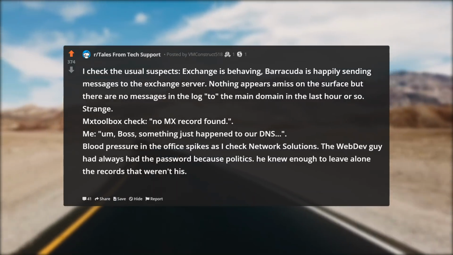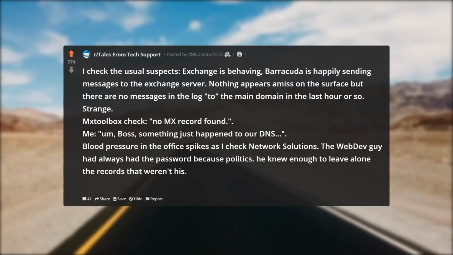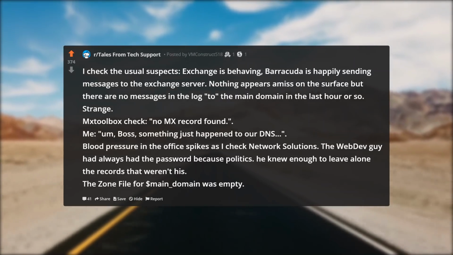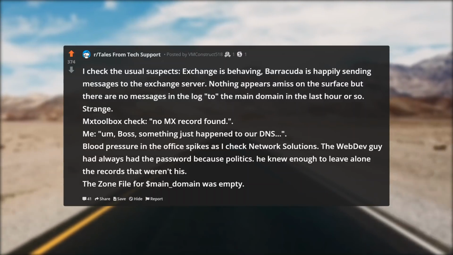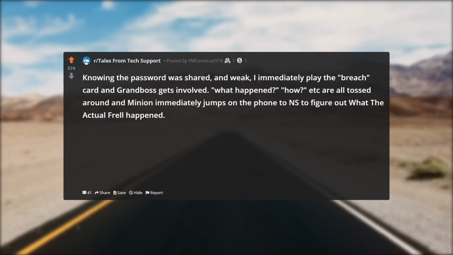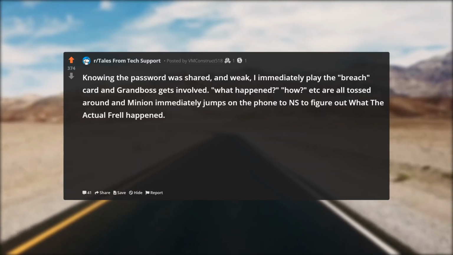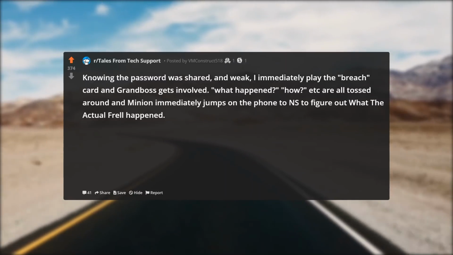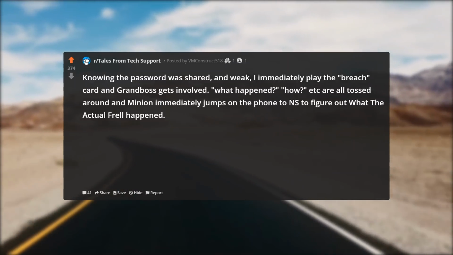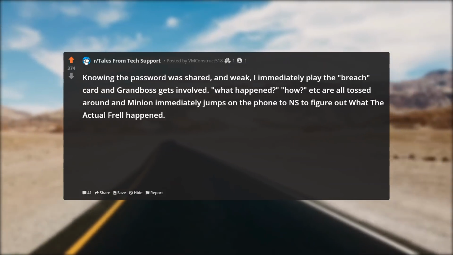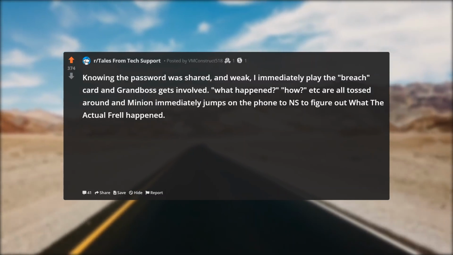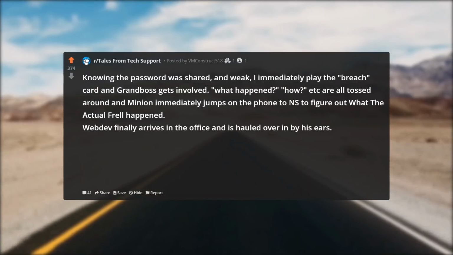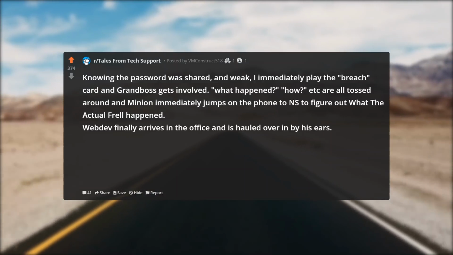The web dev guy had always had the password because politics. He knew enough to leave alone the records that weren't his. The zone file for $main_domain was empty. Knowing the password was shared and weak, I immediately play the breach card and Grandboss gets involved. What happened? How? etc. are all tossed around and Minion immediately jumps on the phone to NS to figure out what the actual frell happened. WebDev finally arrives in the office and is hauled over by his ears.